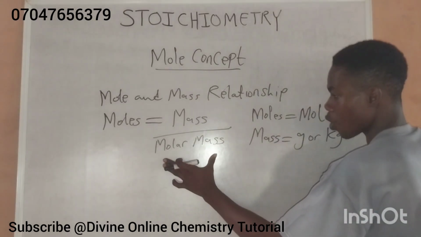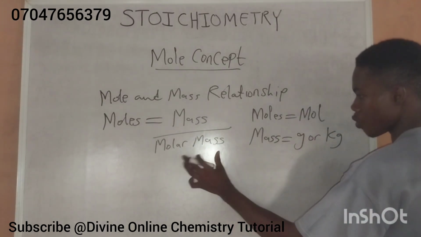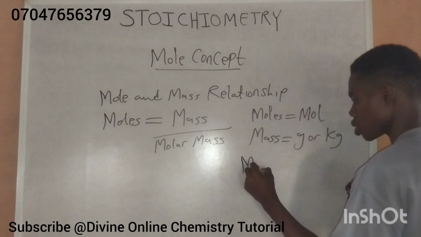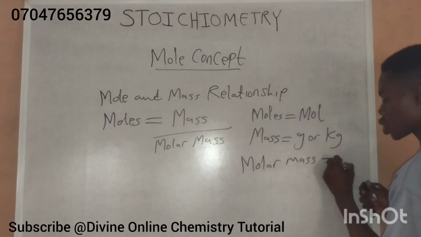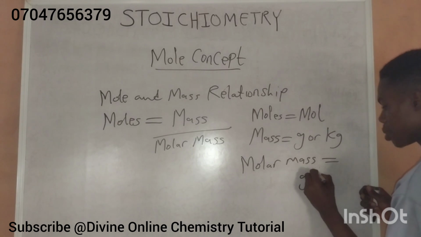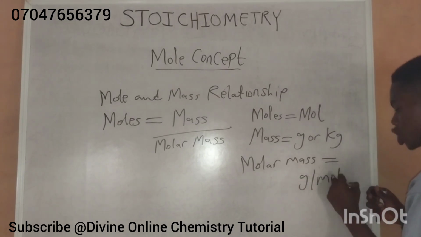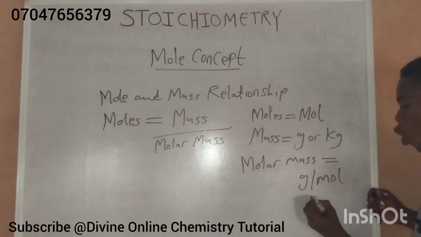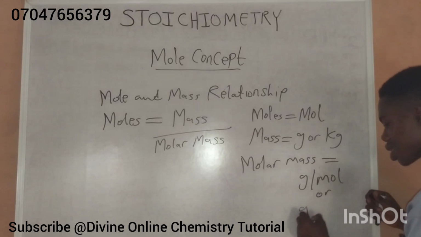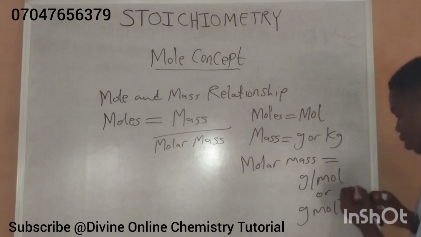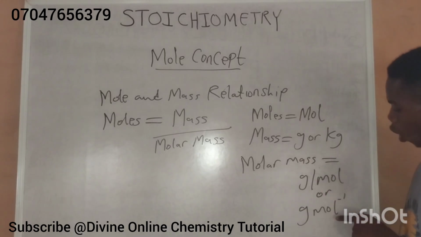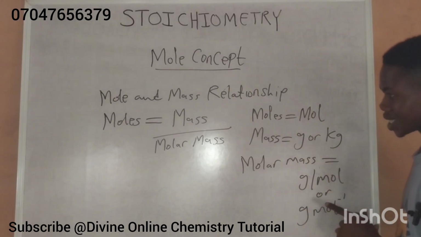Whereby the unit of molar mass is gram per mole. You can write it like this, gram per mole, or gram per mole raised to the power -1. So you can either write it like this or like this. So please take note of this.